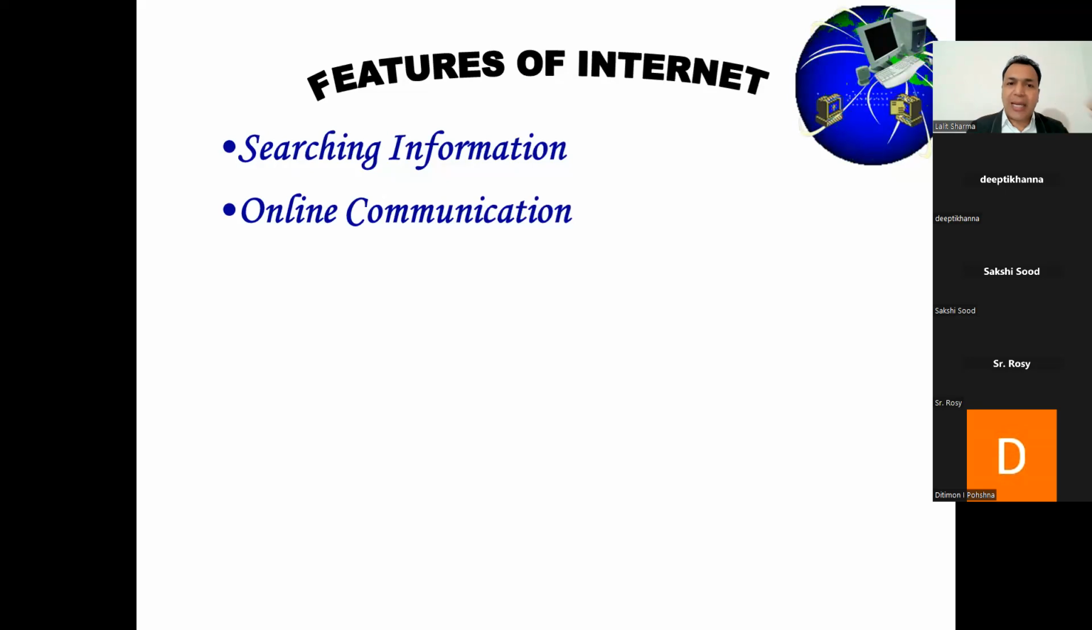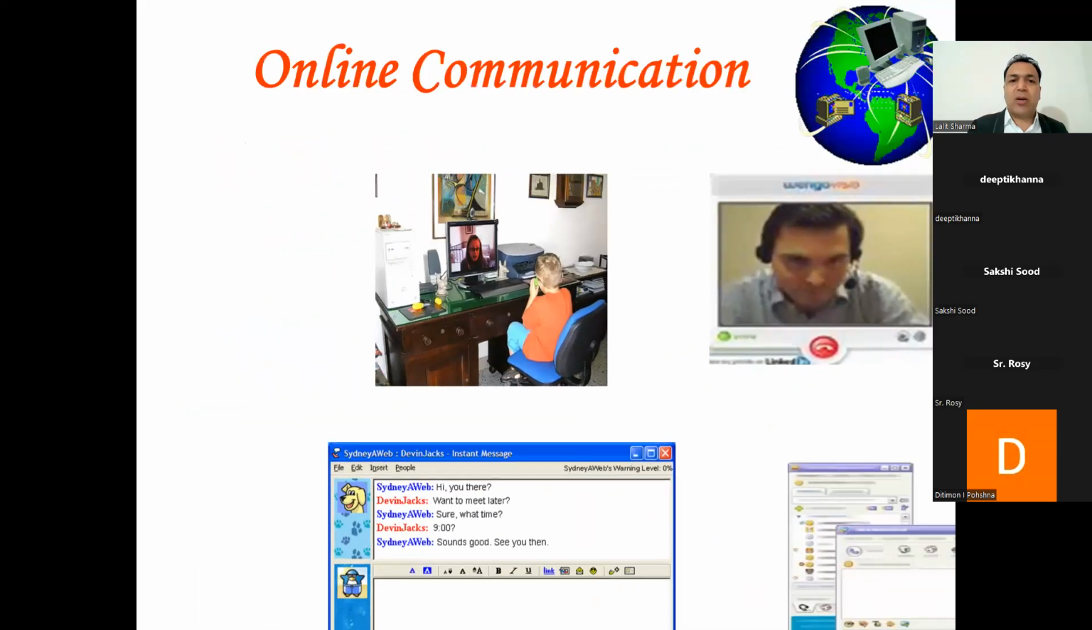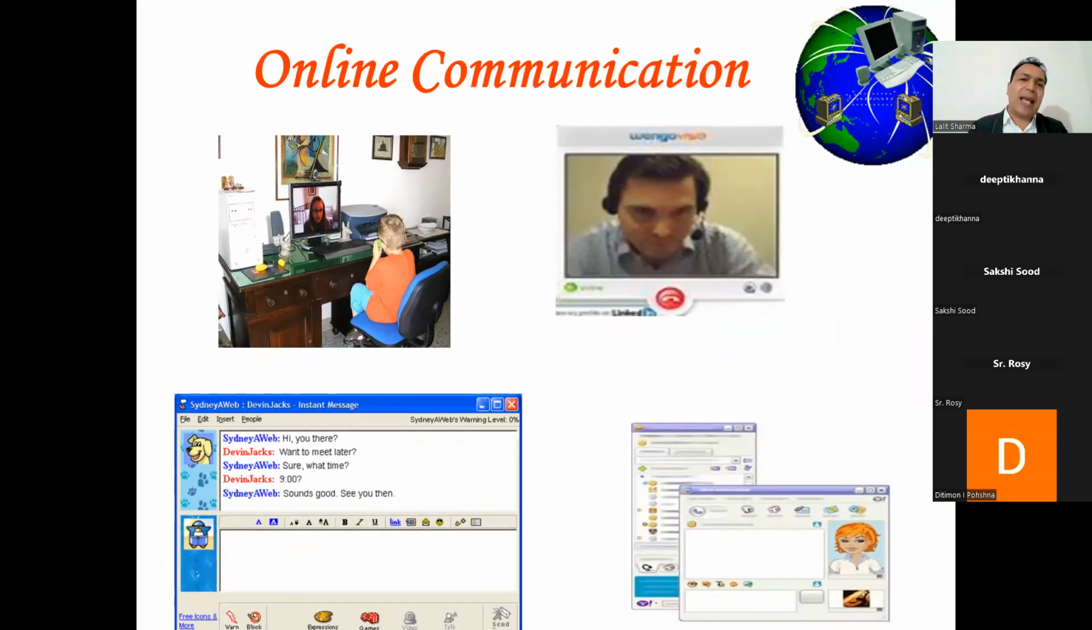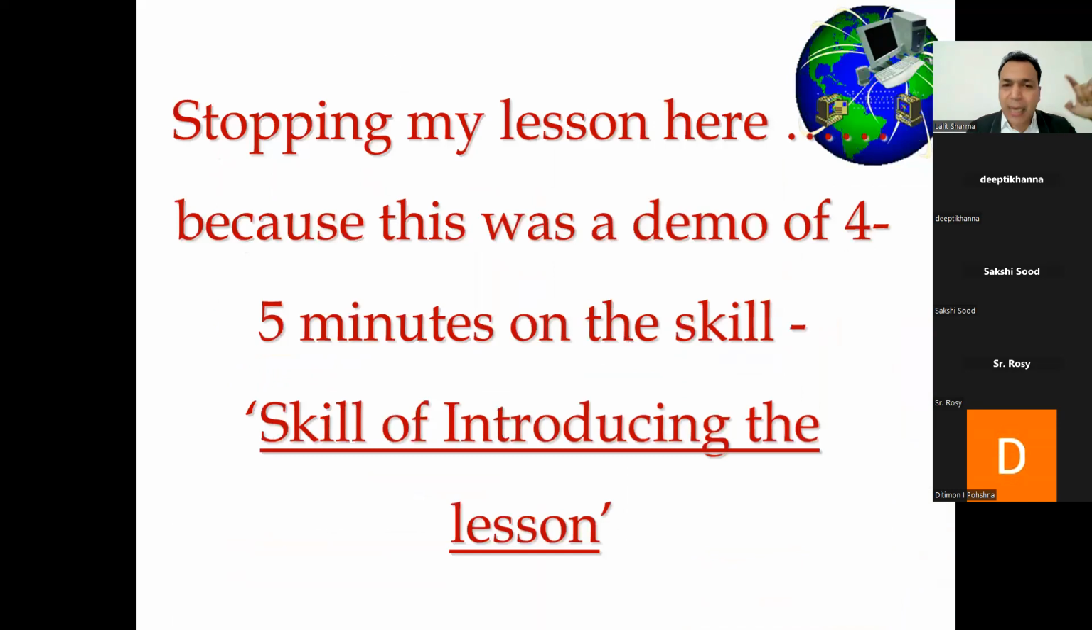The second feature of the internet is online communication. You can communicate online. Now you can see on the screen, sitting at your one place, you can communicate with any person sitting anywhere in the world. Okay, now here I'm stopping my lesson because my motive was to train you in one skill, and the name of the skill is the skill of introducing the lesson.